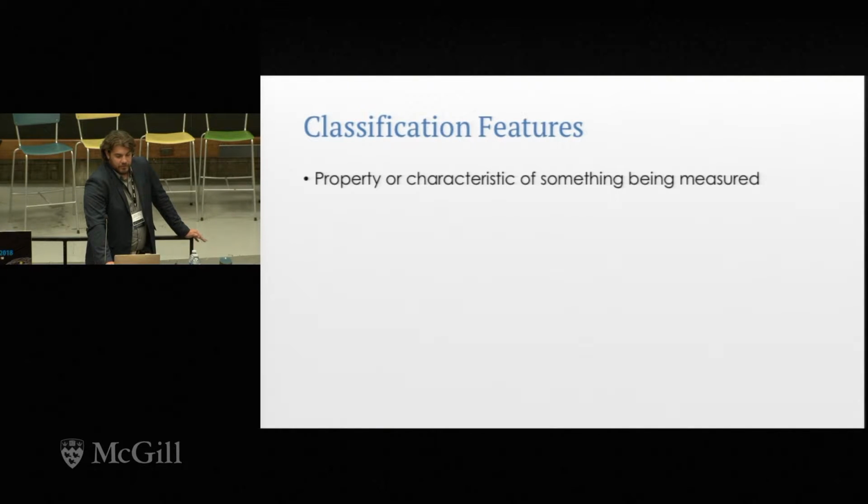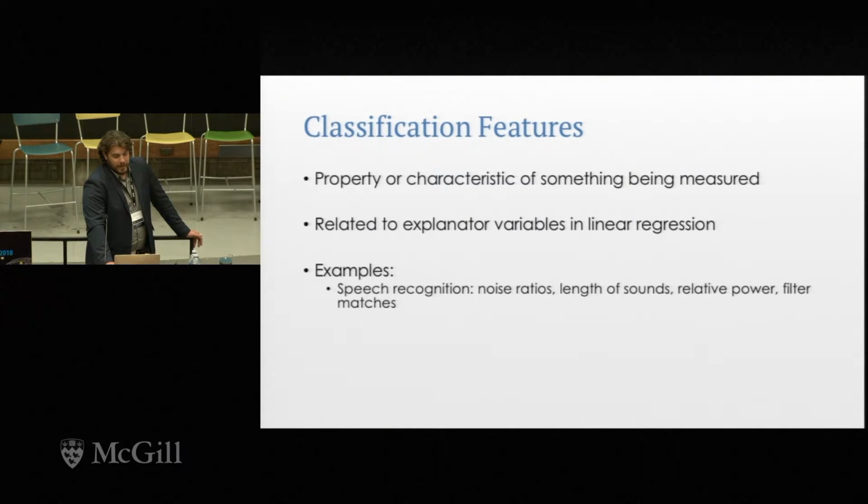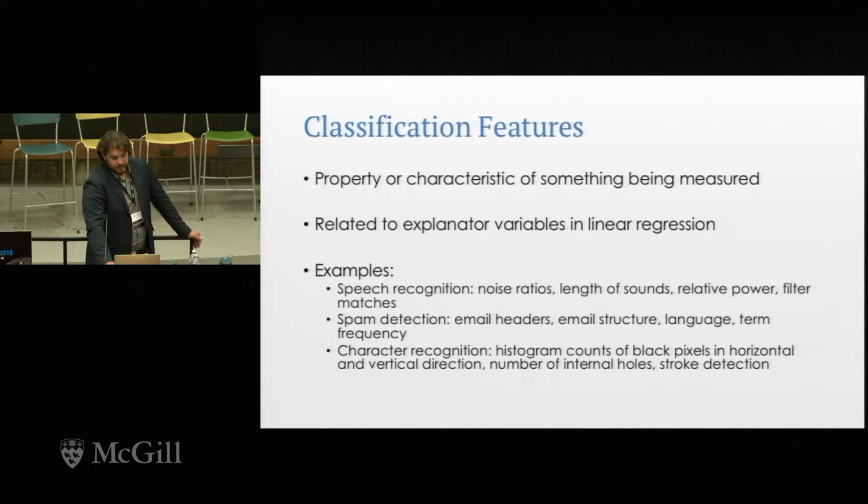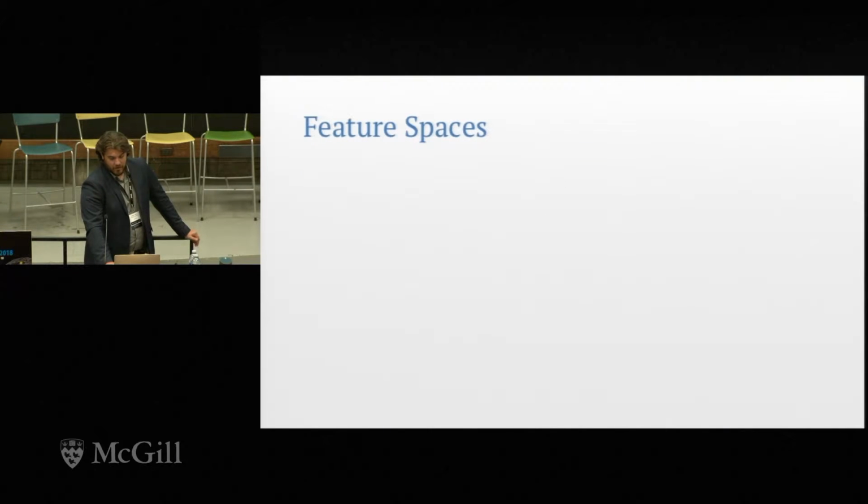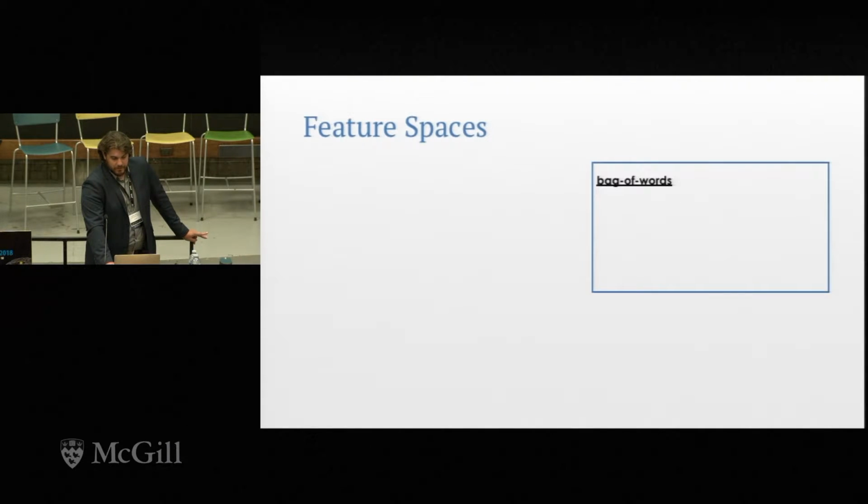So quickly, classification features: what do I mean? Basically, a feature is a property or characteristic of something being measured, similar to an explanatory variable in a linear regression. Some examples are noise ratios and lengths of sound in speech detection, and email headers and text in spam detection, and so on.